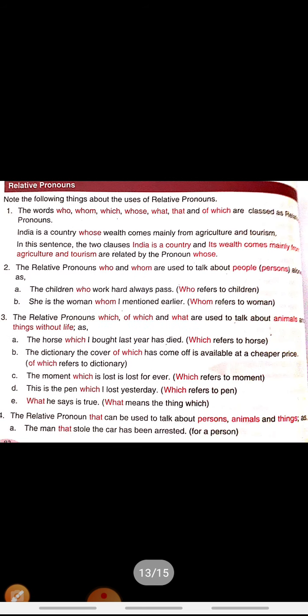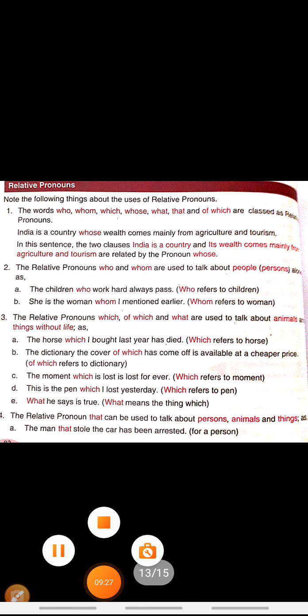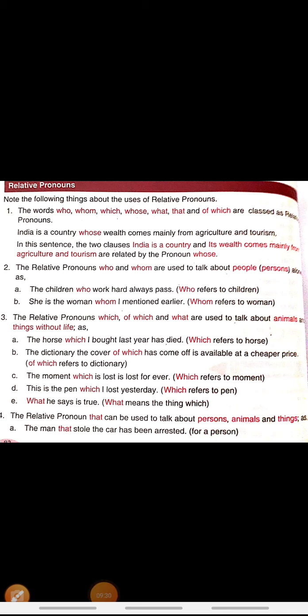Coming to the last type, that is relative pronoun. Now see the words, you already know about relative pronouns, as we have discussed in the clauses also. Relative pronouns we use to relate the first part of the sentence to the second part of the sentence, right? Now the words who, whom, which, whose, what, that, of which, sorry, they are used as a relative pronoun. India is a country whose wealth comes mainly from agriculture and tourism.